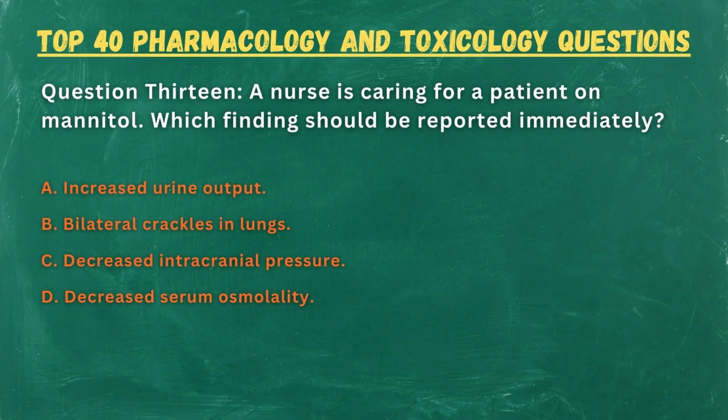Question 13. A nurse is caring for a patient on mannitol. Which finding should be reported immediately? A. Increased urine output. B. Bilateral crackles in lungs. C. Decreased intracranial pressure. D. Decreased serum osmolality. Answer: B. Bilateral crackles in lungs.